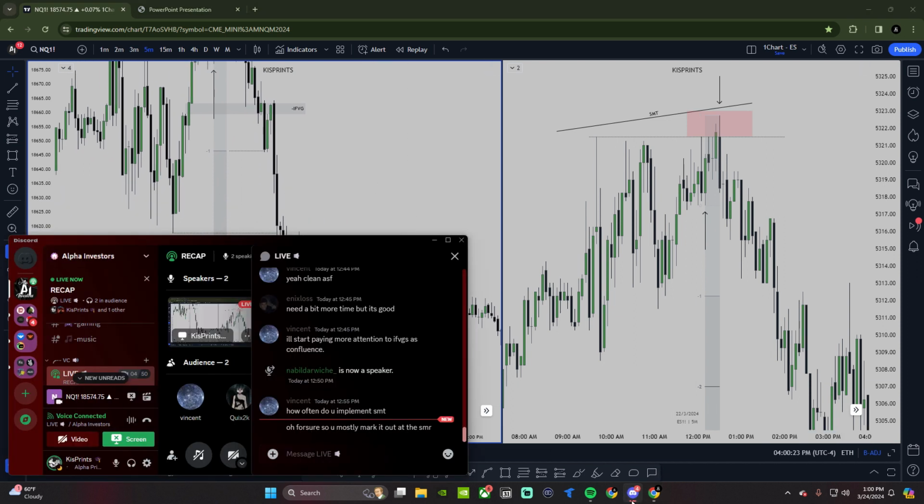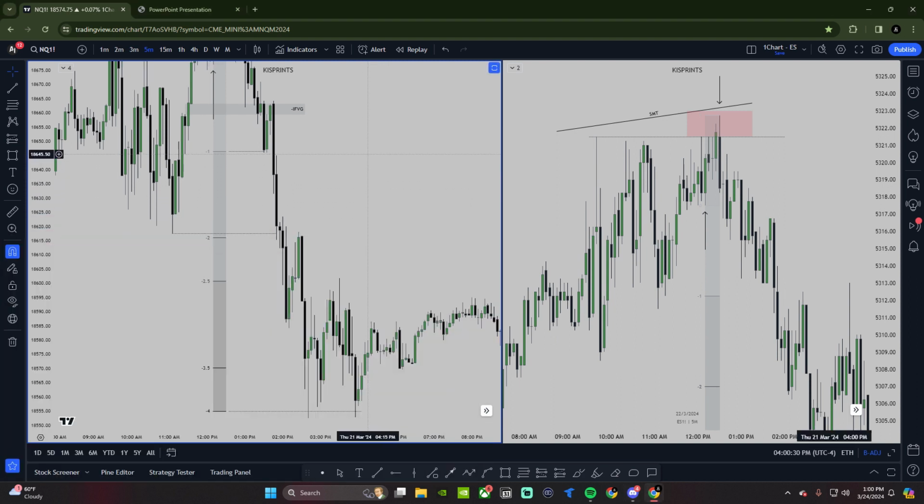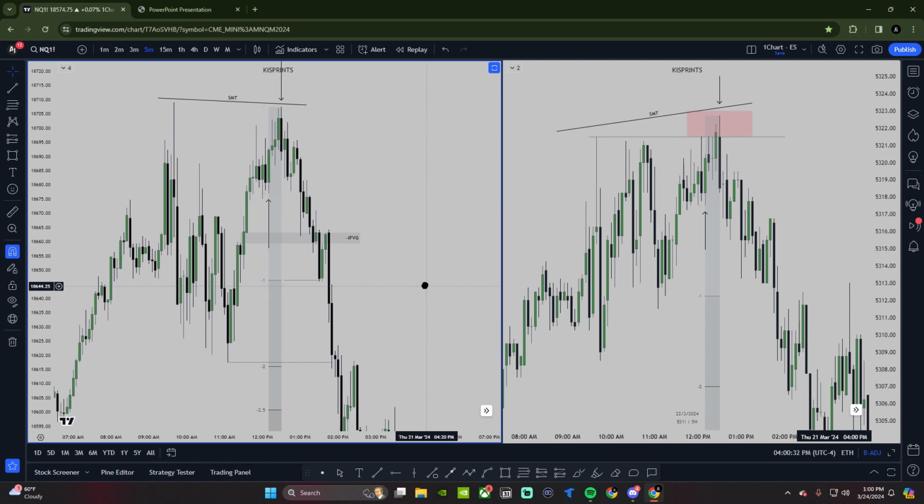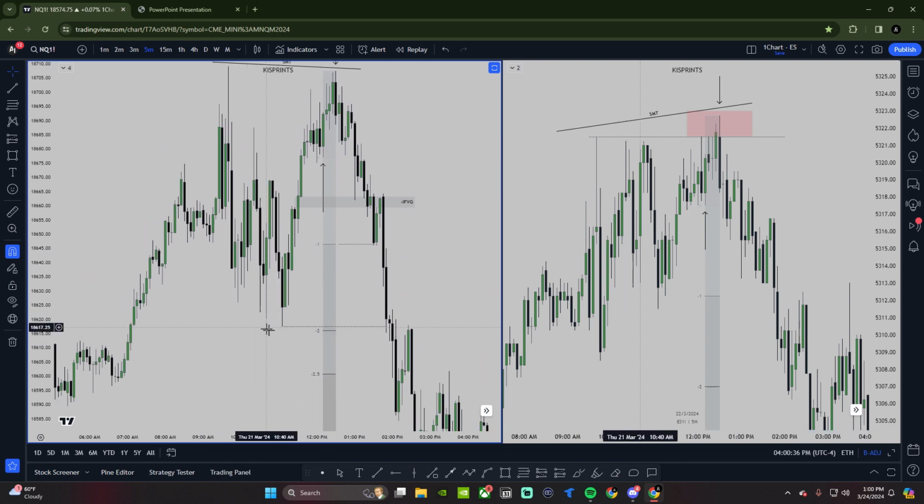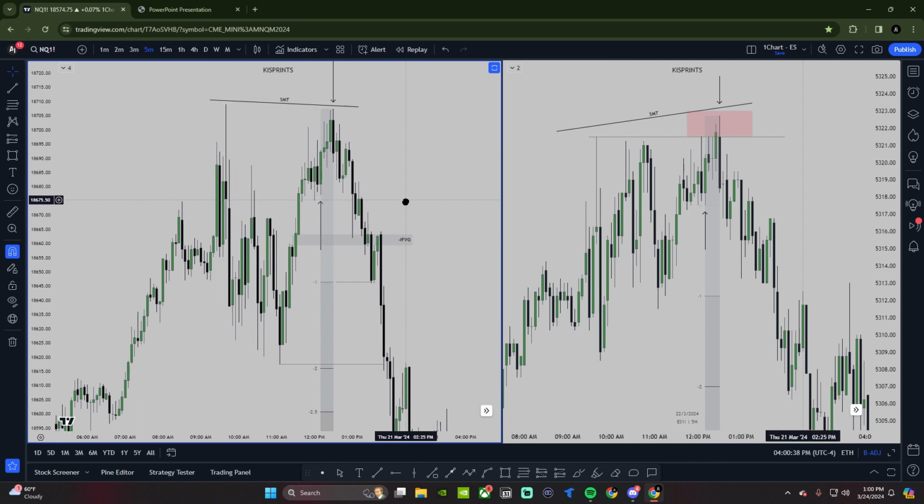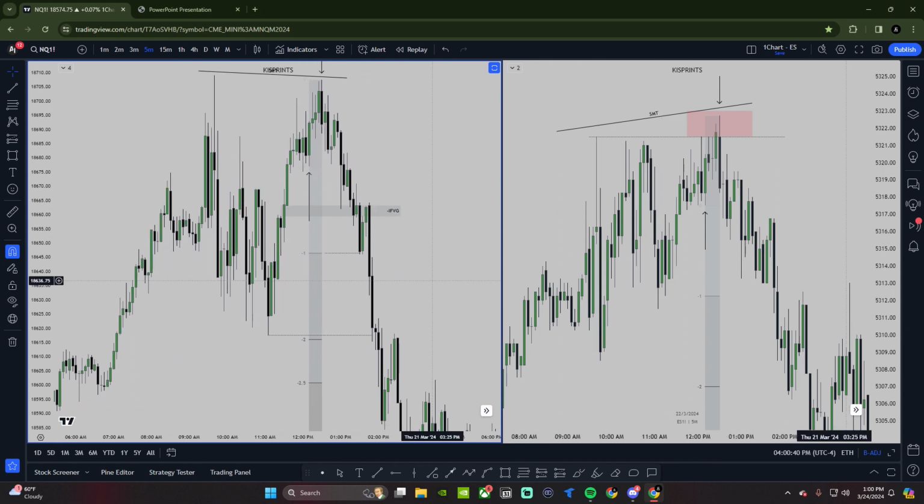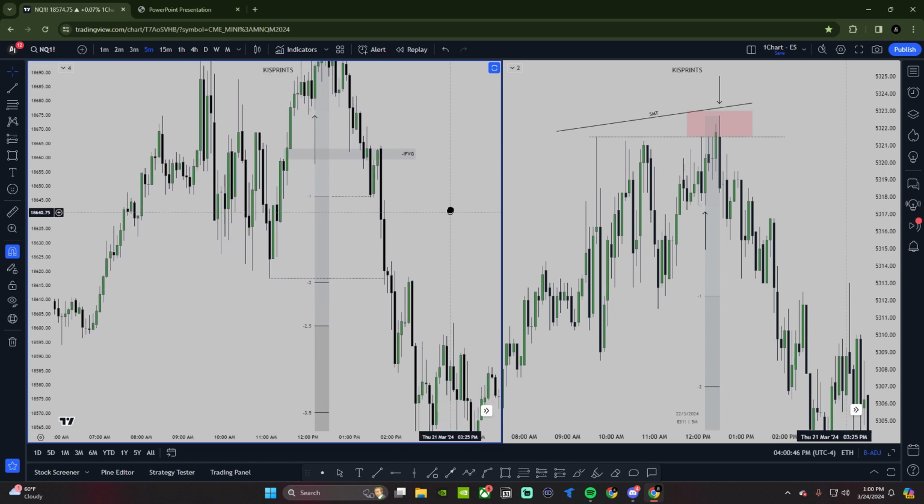But yes, I do use SMT, so you most likely mark it out at the smart money reversal. Yeah, I mark it out at the high. I don't really pay attention to internal SMT. If price makes SMT internally, I don't really look at that. I like to look for external SMT. That'll give me the high or the low of the market maker model. This is a market maker sell model, by the way.